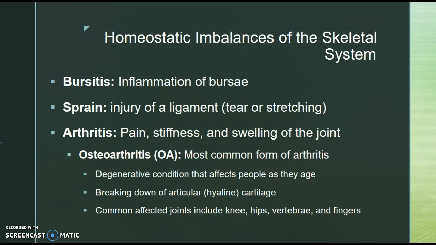So now we're going to move on to homeostatic imbalances of the skeletal system. Bursitis is inflammation of bursa. Bursa sacs are part of that joint cavity. These are pockets of fluid that can become inflamed when you overuse that area. So a lot of times we see people get bursitis of the hip, for example.